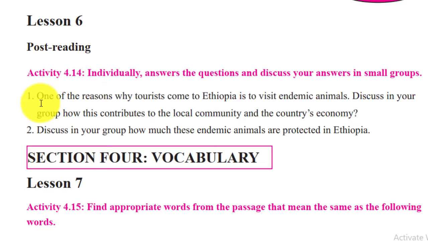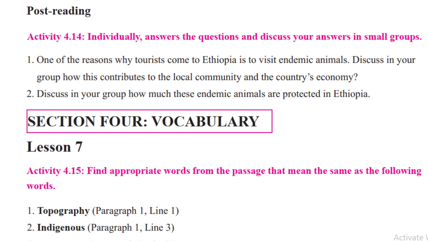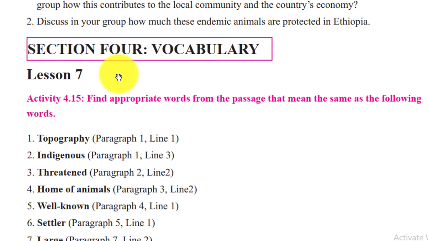The first one: one of the reasons why tourists come to Ethiopia is to visit endemic animals. Discuss in your group how this contributes to the local community and the country's economy, just to say something. Okay, number 2, discuss in your group how much these endemic animals are protected in Ethiopia. You will talk about the mechanisms, how these animals are protected. Okay, let's pass to the next one.